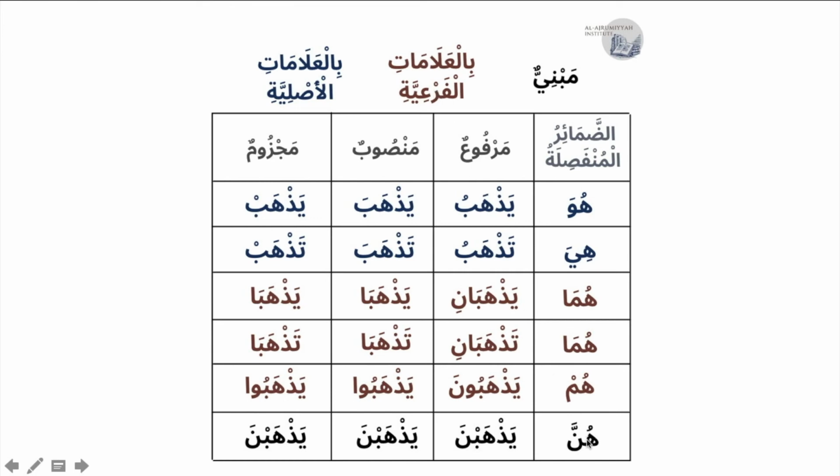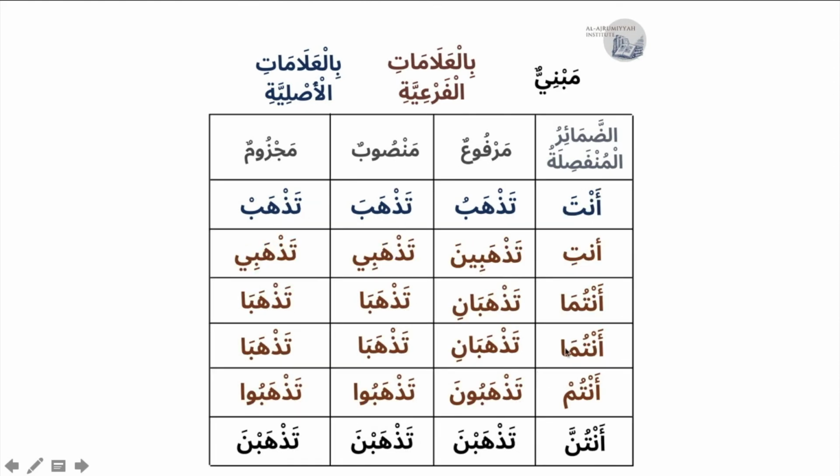Now هن, as we covered, is مبني, meaning that its ending is never going to change. The noon that you see at the end is not part of ثبوت النون, but rather it's نون النسوة, the noon to show that it's feminine. So يذهبن never changes. Unlike هو, هي, هما, هما, هم, where they're معرب, but some of them take the original sign, while some of them take the secondary signs. هن is always going to be مبني. That's for the third person.